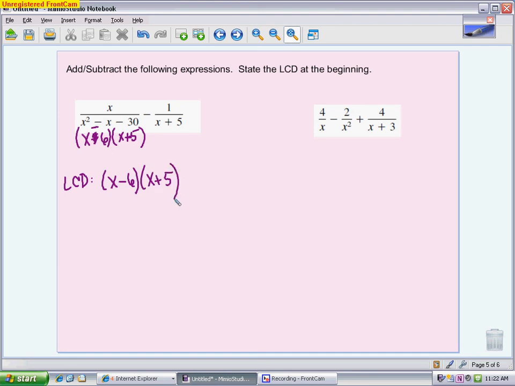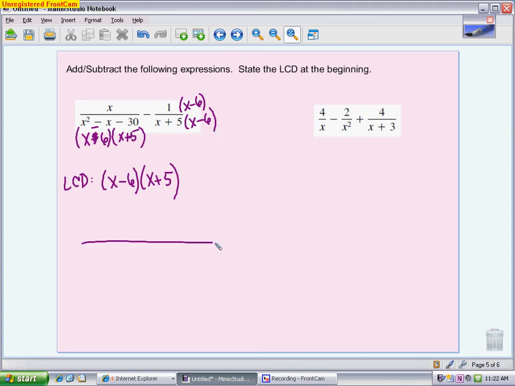So now what you want to look at is each fraction and see how you need to adjust it. In other words, what is it missing in the denominator? This first fraction isn't missing anything. It already has the common denominator, so I'm not going to do anything with it. The second fraction is missing an x minus 6, so whatever I need to put on the bottom, I also need to put on the top. So I like to write that out to show what you are multiplying top and bottom by to get it to have that common denominator.